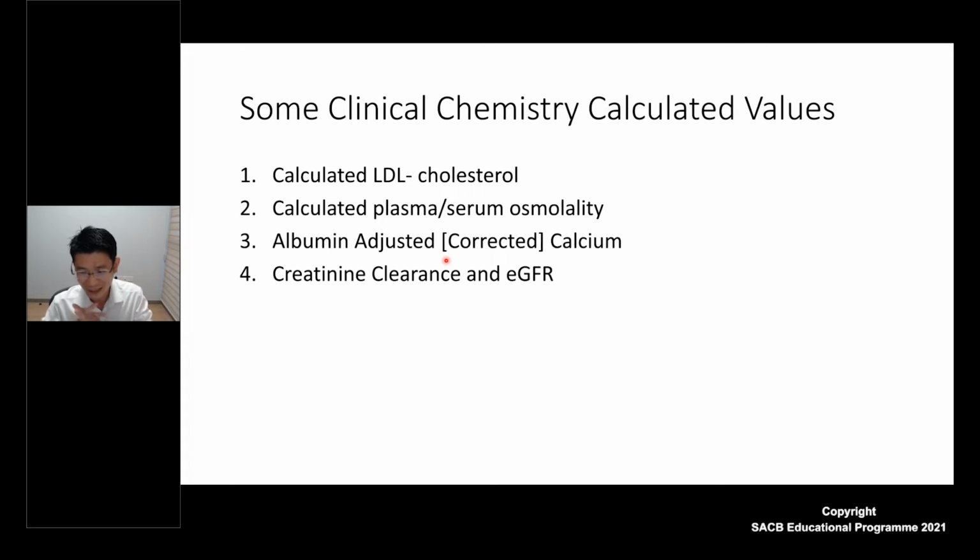Of course, since I'm from biochemistry, we are going to go through some biochemistry parameters today, which are calculated LDL cholesterol and calculated plasma and serum osmolality. The plasma and serum osmolality, actually in the laboratory, we don't really calculate. We measure it, but it can be useful to the clinician and also useful to the technologists on the validation bench. Thirdly, we have albumin adjusted calcium. You may also call it corrected calcium if you are less dogmatic. Some more dogmatic people will insist on albumin adjusted calcium. And lastly, we will go through creatinine clearance and the estimated glomerular filtration rate.